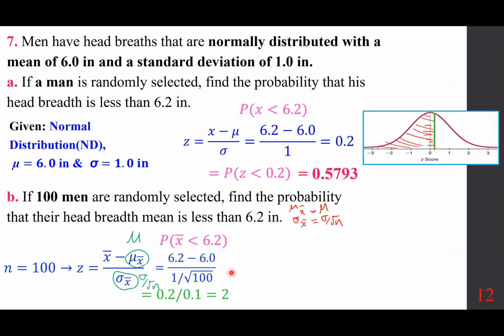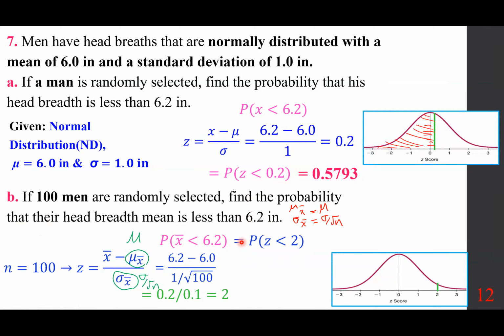And now if we look at this one, this becomes probability of z less than 2, not 0.2. And the graph looking like this, it will cover definitely much more area than this one. And using the z table, we end up with 0.9772, which is much larger than that.